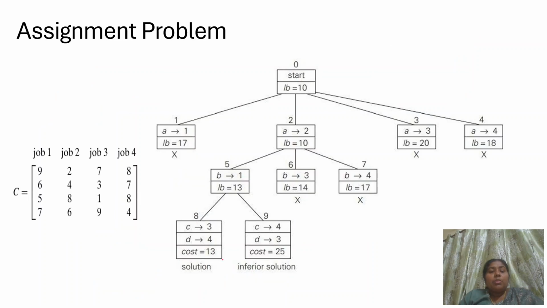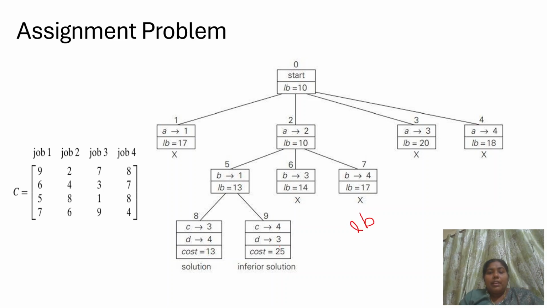After this one, I am just going to explore this one. B equal to 1, I am just going to explore 1. So next possibility, A is assigned to the second job, B is assigned to the first job. Now C can be assigned to third and D can be assigned to 4, or C can be assigned to 4 and D can be assigned to 3.